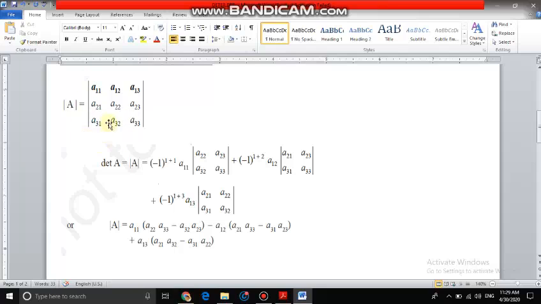Similarly, if you use the first column, the signs will remain as in the first row, plus, minus, plus. If you use the second column to find the determinant, even using the second column you can find the determinant. If you use the second column, signs will be minus, plus, minus. And if you use the third column, plus, minus, plus. It's totally based on the position of the number. You can decide whether I have to keep a positive or negative sign.